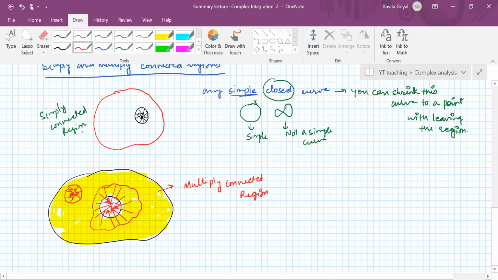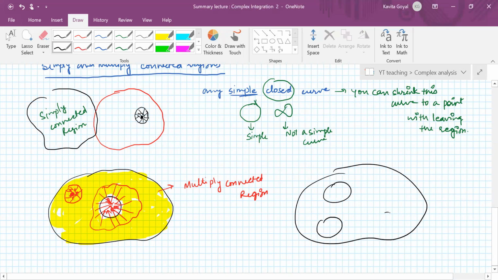So basically we can make this distinction: a region without holes is a simply connected region and a region with holes is a multiply connected region. For example, if you have a region like this where these are the holes, we are talking about this interior part here. So this is a multiply connected region. But if you have a region without holes, that is your simply connected region.